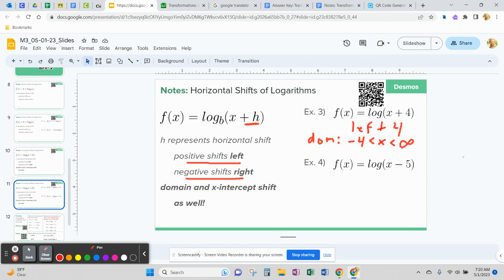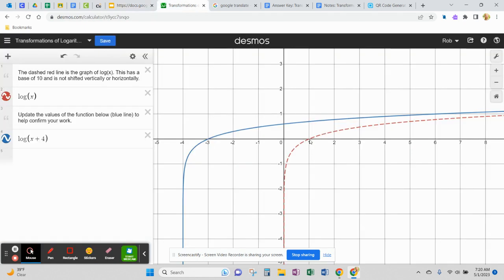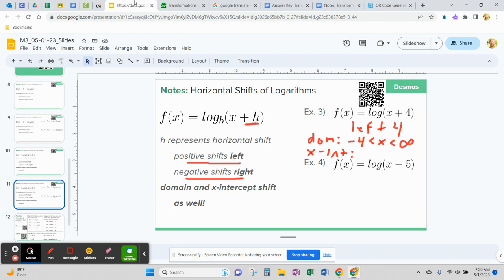Okay, but we also want to find that x-intercept, see how that shifts. If I go back to my Desmos graph, our original x-intercept was at 1, and so that's also going to shift over left 4 spots. We can either count that, 1, 2, 3, 4, or we can do 1 minus 4 to give us -3. So our x-intercept would be -3 in that case.